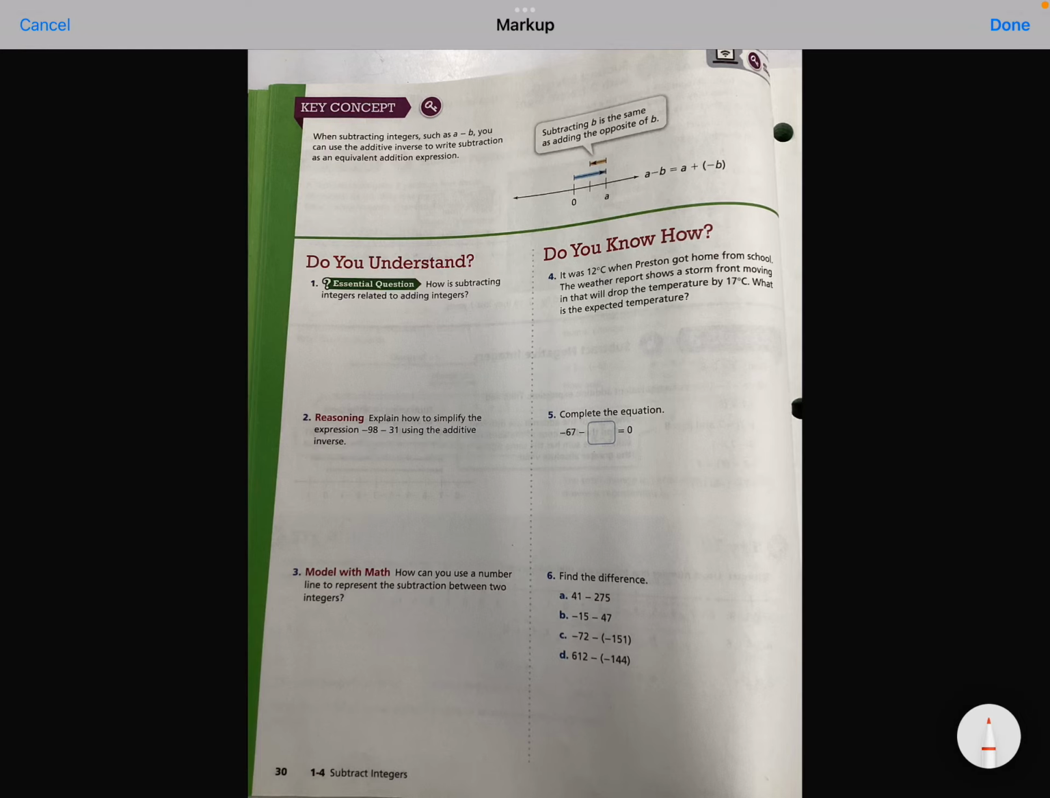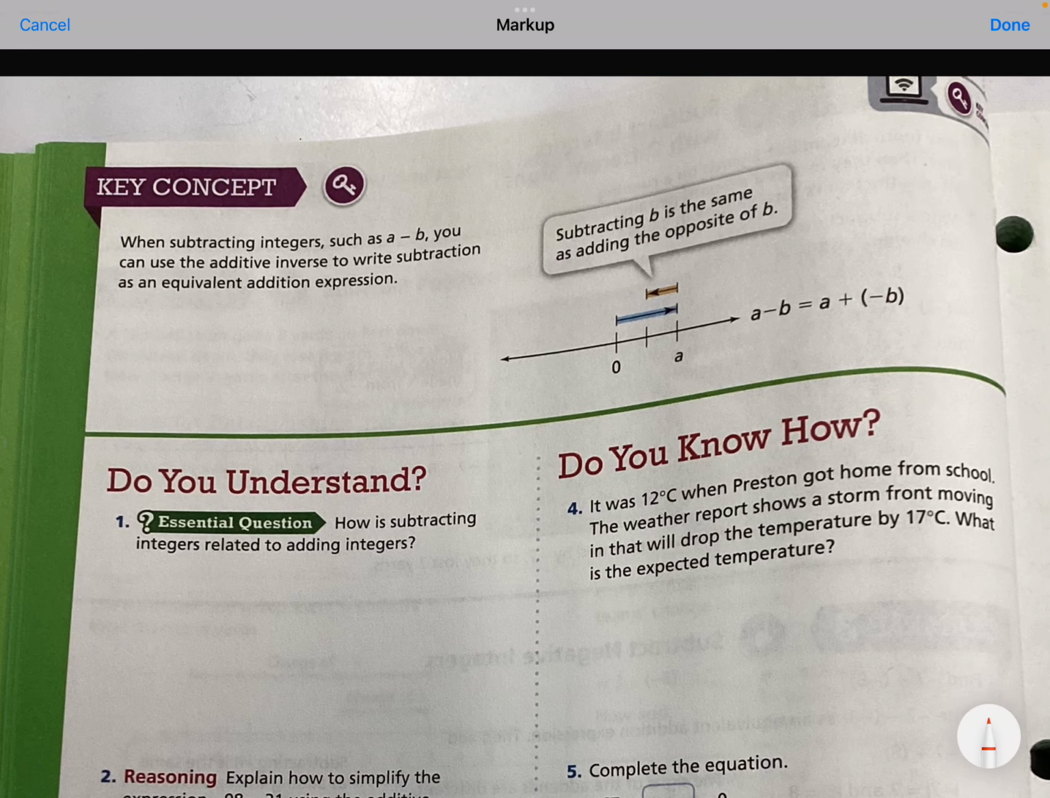Okay, so now let's go over page 30. On this page we have the key concept, the most important lesson of the whole unit. It says when subtracting integers such as a minus b, you can use the additive inverse to write a subtraction as an equivalent addition expression. In other words, if you have a minus b, where a and b can be any numbers, you can write those as this.